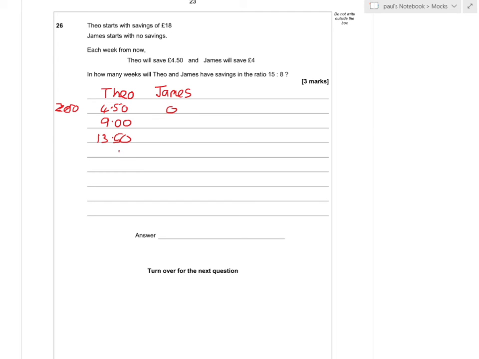So 13.50, we're going to plus £4.50, which is £18, plus £4.50, which is £22.50, plus £4.50, which is £27, plus £4.50, which is 31.5, plus £4.50, which is 36. Right. I won't make you go out that far. James is going to save £4, so he's going to go 4, 8, 12, 16, 20, 24, and 28.